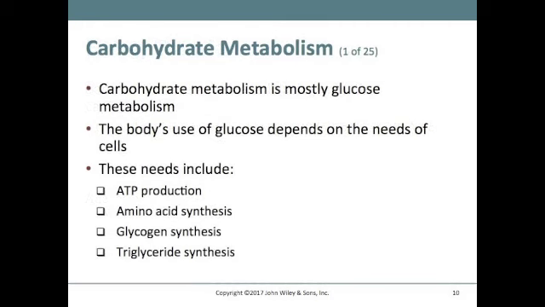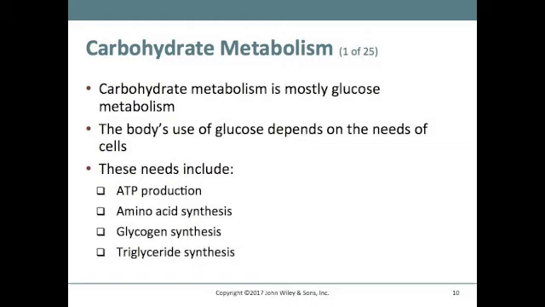Carbohydrate metabolism. Carbohydrate metabolism is mostly glucose metabolism. The body's use of glucose depends on the needs of the cell. These needs include ATP production, amino acid synthesis, glycogen synthesis, and triglyceride synthesis. Concerning ATP production, in body cells that require immediate energy, glucose is oxidized to produce ATP. If glucose is not needed for immediate ATP production, it can enter one of several metabolic pathways.